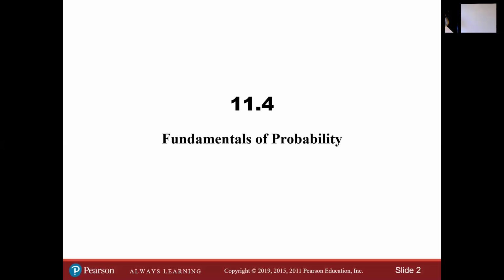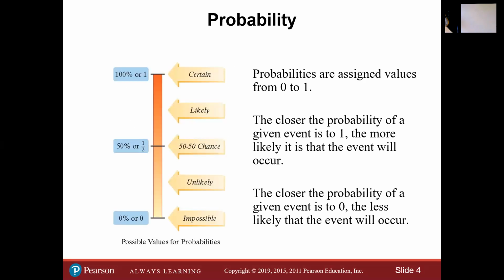Okay, let's talk about fundamentals of probability. So when it comes to probabilities, we have this range from 0 to 1. If an event has a probability of 0, it's impossible to happen. If it has a probability of 1, it is certain, 100% to occur. Now we have this range in between. In the middle, we have 50% or 1/2. And then as we go up, the event becomes more likely, and as we go down, it becomes more unlikely.